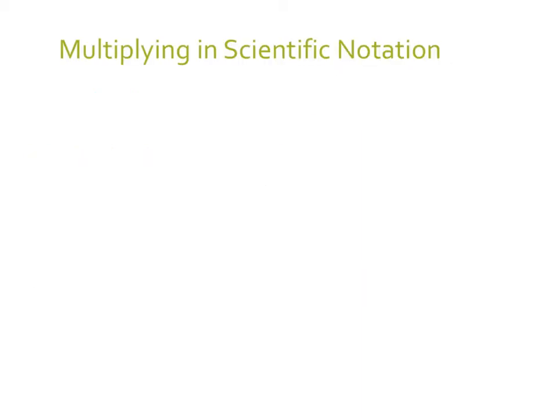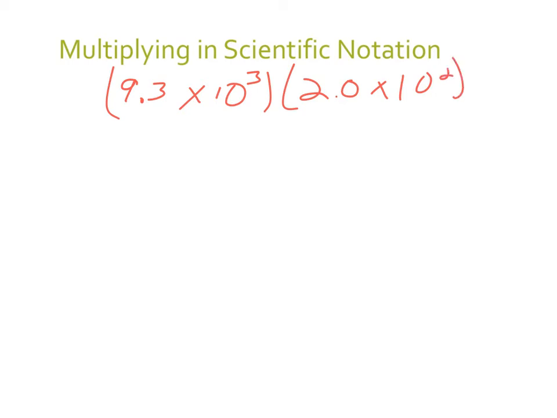Okay, so let's talk about multiplying in scientific notation. What that means, let me give you a nice example. It means I'm going to take two numbers that are in scientific notation, or maybe one that isn't, and multiply them. So I'm going to have 9.3 times 10 to the third power, multiplied by 2.0, if you prefer, times 10 to the second power. Now, you could put them into standard notation and move them around, but I'm going to show you how to do it using scientific notation.